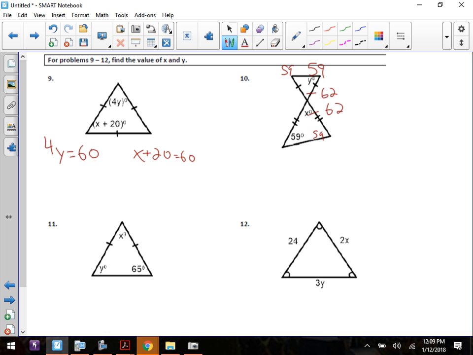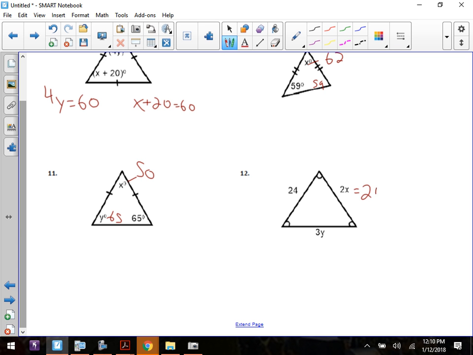What does y have to be in the next one? 65. 65 plus 65 is how much? Subtract that from 180, then you get 30, so this gives you, what, 50 from here? And then lastly, on 12, since all the angles are the same, all the sides have to be the same, which means all the sides have to equal how much? 24. So you set each one of them equal to 24, and you get some very quick math. You get 8 and 12. Okay? Not so scary, terrible, bad.